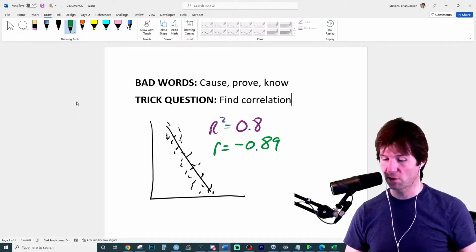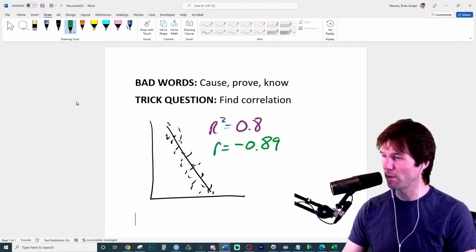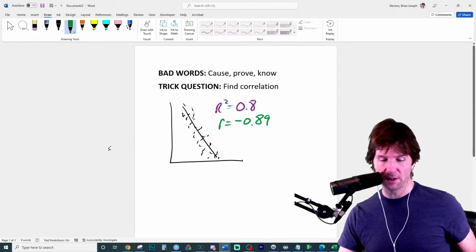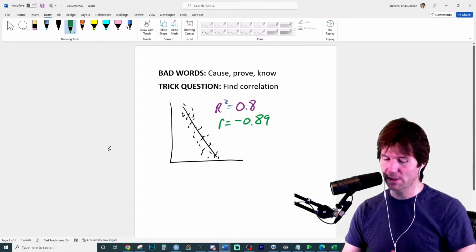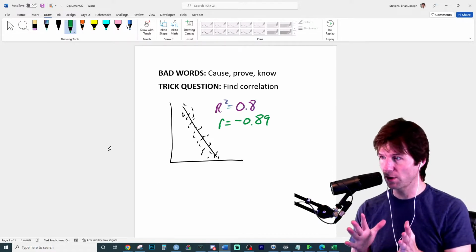So just a good kind of trick question right there. I guess it's not really a trick, it's just one of those things we forget to do. It's not meant to be tricky, but it's like, oh yeah, you have to look at the sign of it, the direction of it, to know if it's going up or down. That's correlation indicates direction too.